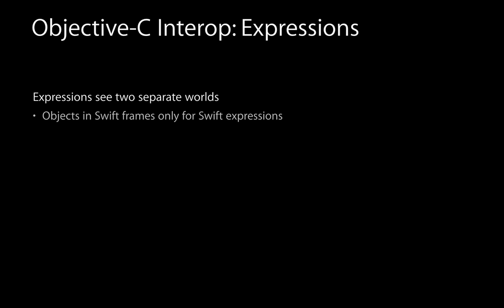If I'm evaluating expressions, however, things become a little more strongly separated. Expressions see two separate worlds. Objects that exist in Swift frames are only usable by Swift expressions, and the same is true for objects in Objective-C code frames. Your result variables get two separate namespaces. A little background on that.